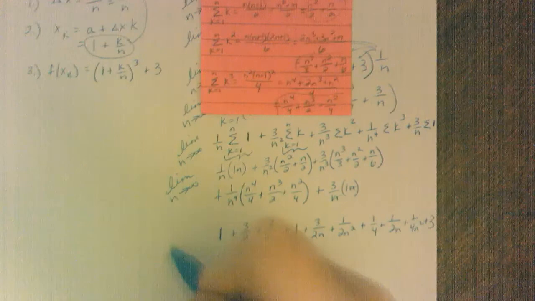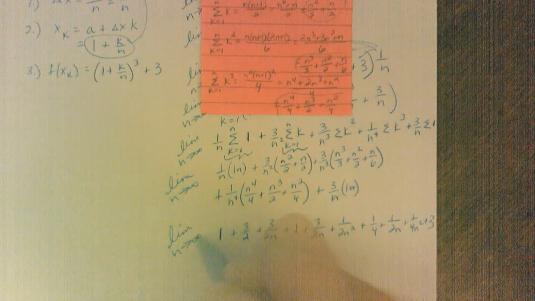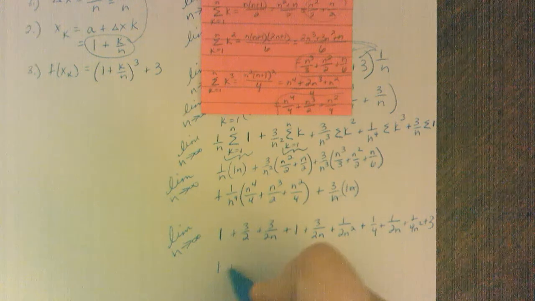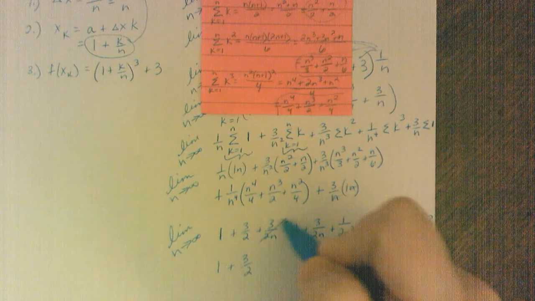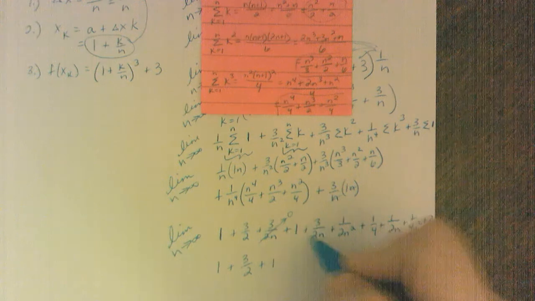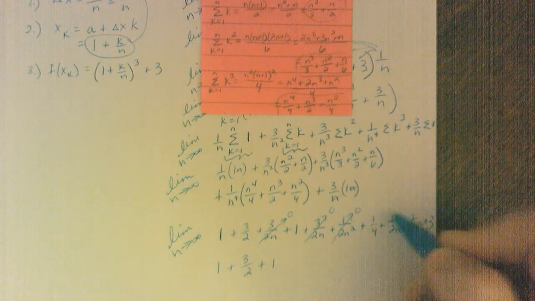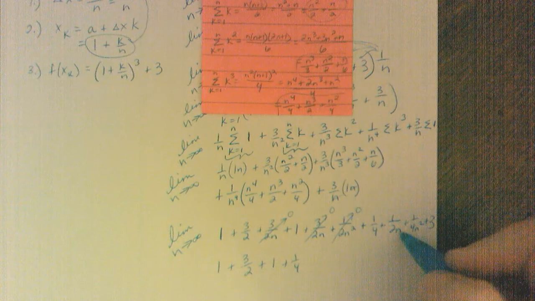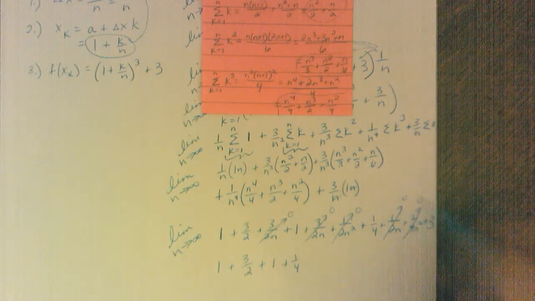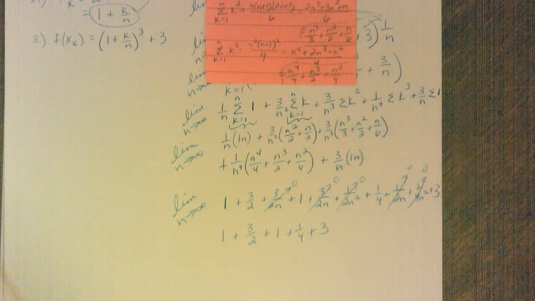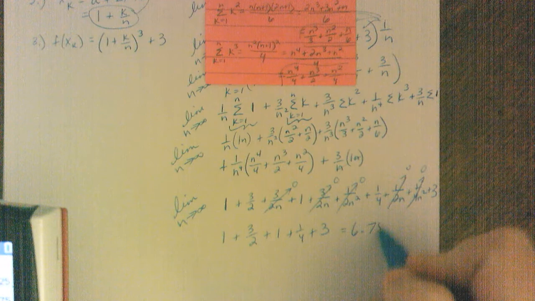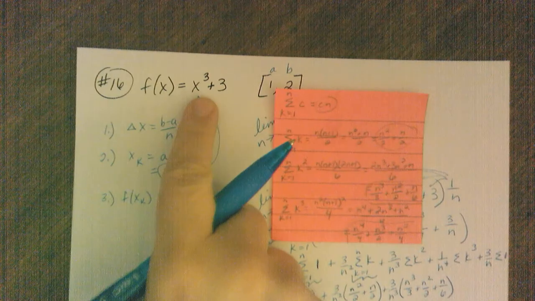Now remember, take the limit as n goes to infinity. You would have a 1 plus the 3 halves. This would go to 0 plus a 1. This would go to 0. This would go to 0 plus a 1/4. This would go to 0. This would go to 0 plus 3. Let me check that on my calculator. 1 plus 1.5 plus 1 plus 0.25 plus 3 is 6.75.